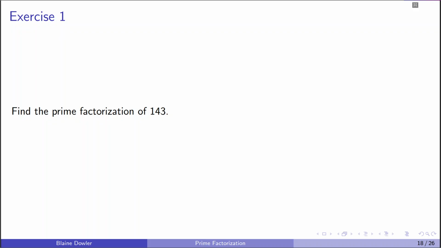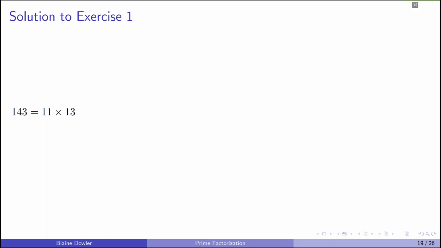All right, revealing the solution. 143, that 1 plus 3 is 4. That marks it as a multiple of 11. When we factor out 11, we're left with 13, which is also prime.